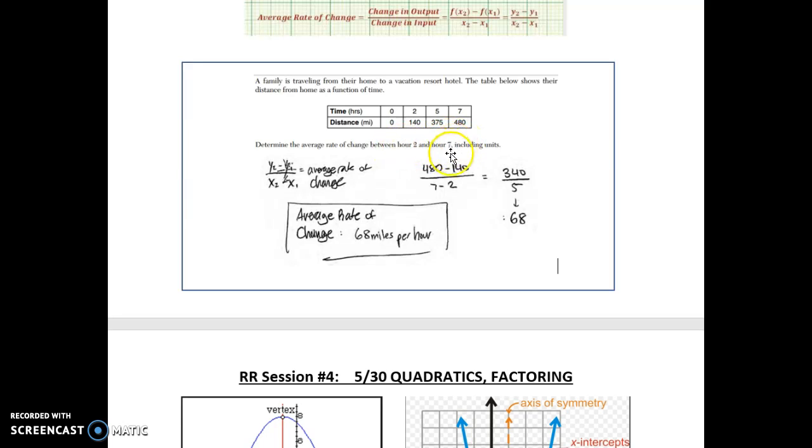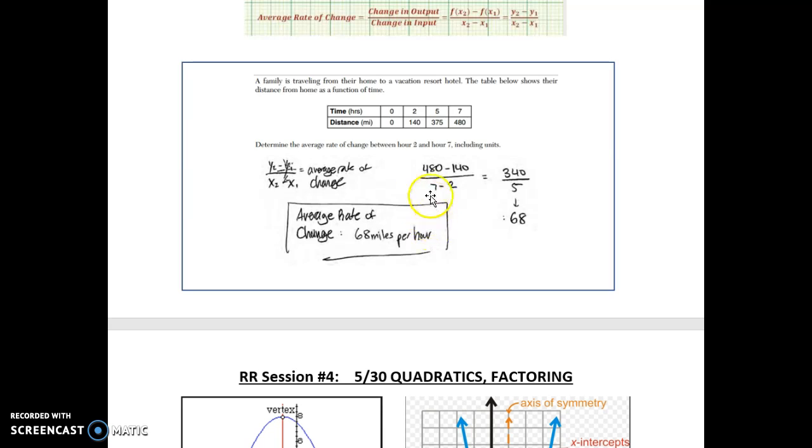Then you plug in y2 minus y1. Now the order doesn't matter as long as you're consistent. This person did the 7 first and then the 2. But it's totally up to you. When you go through and you do that, then it becomes straight calculator work. Please make sure that it says including units. So if you had 68, but you didn't put miles per hour, you would not get full credit.